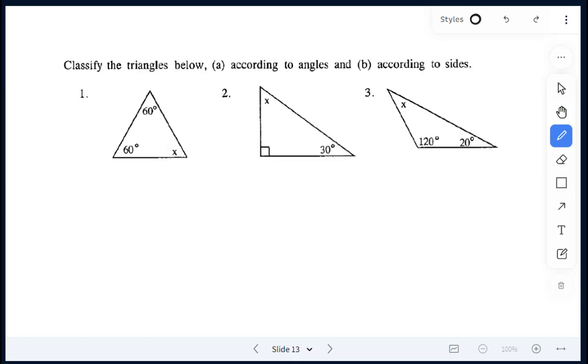Okay, next example is classifying the triangles according to their angles as well as according to their sides. So we can classify these in 2 ways. So here we have 60, 60. This will also have to be 60. So according to its angle, that is an acute. All 3 angles are less than 90 degrees. And according to its sides, it is an equilateral triangle.